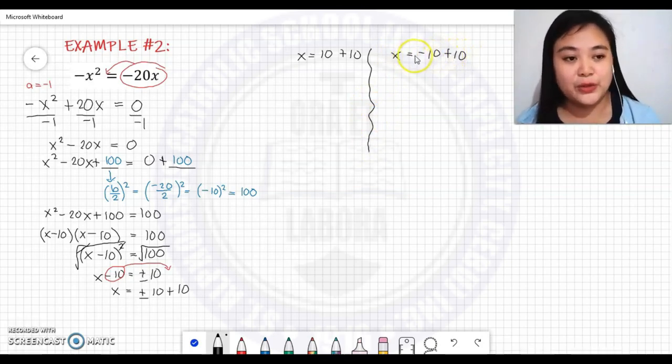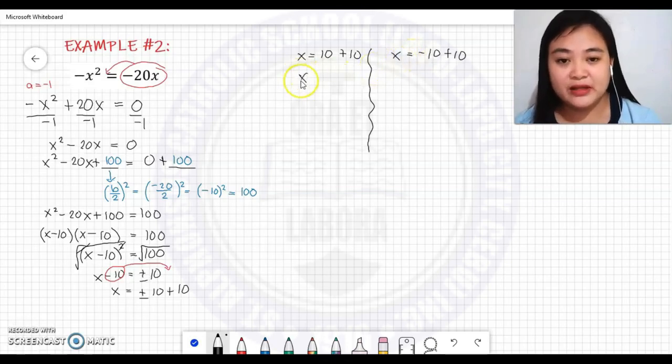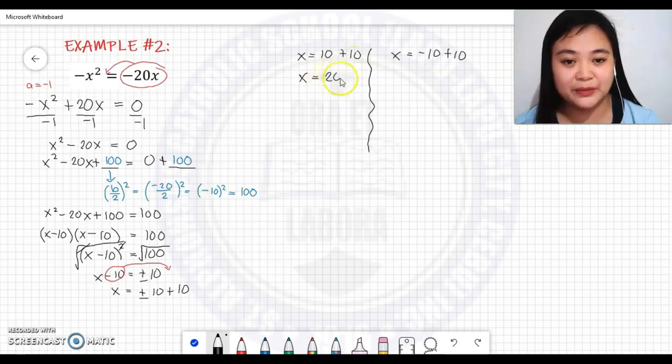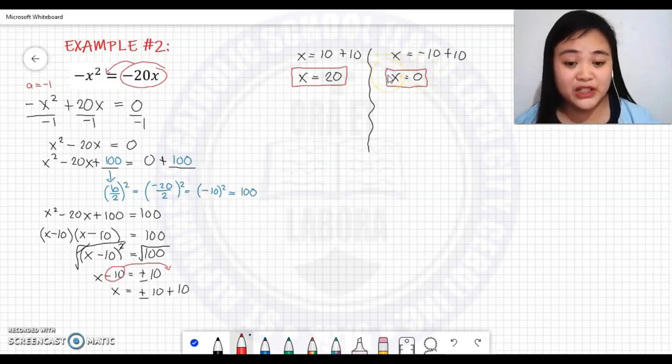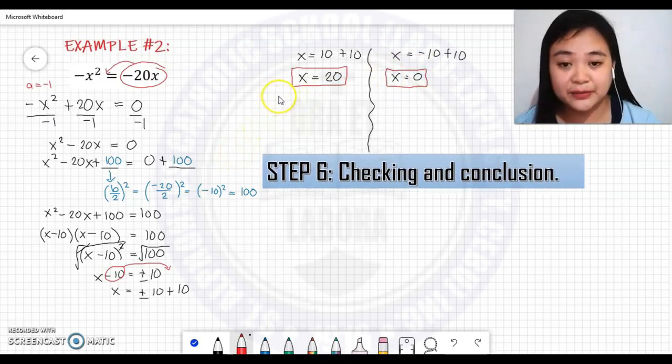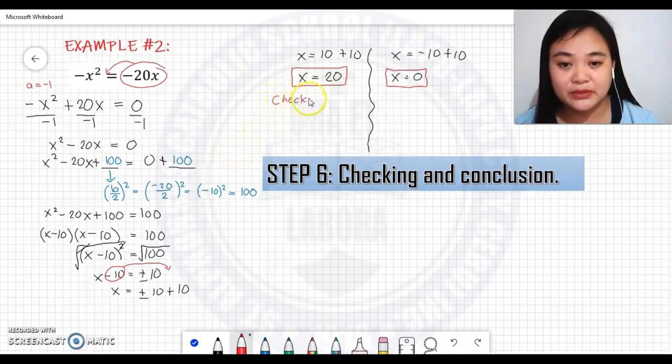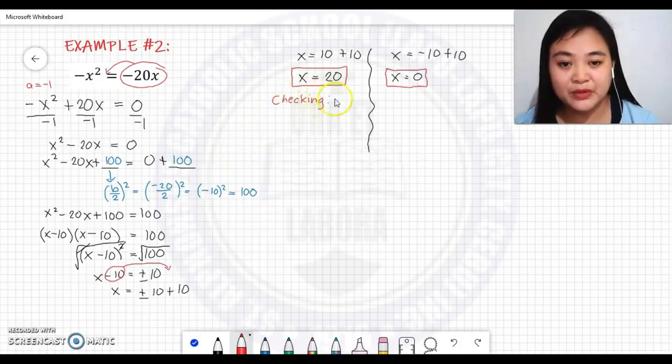Okay, so we will continue. x equals 10 plus 10. Yes, you're right, very easy: 20. And the other one, x equals negative 10 plus 10 is, yes, good, that will become 0. So we're going to box our values of x. And of course, we will not be so confident about it. We need to do the checking. Okay, we will do the checking.